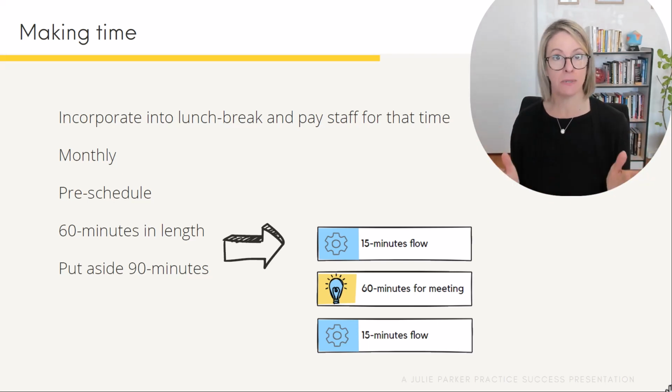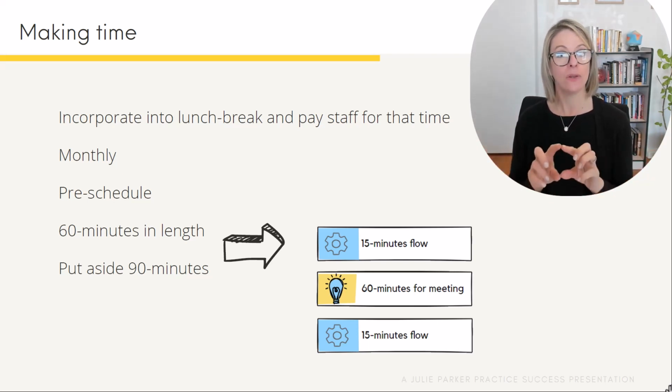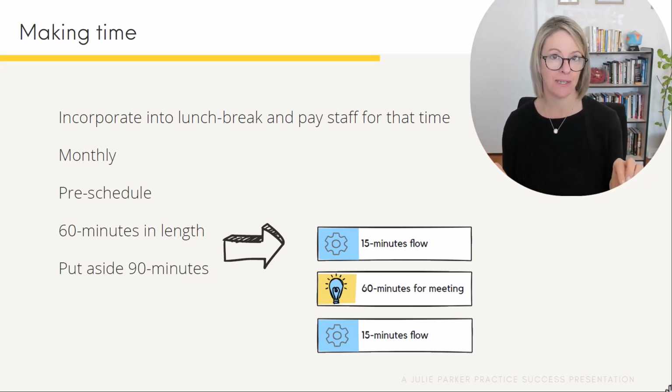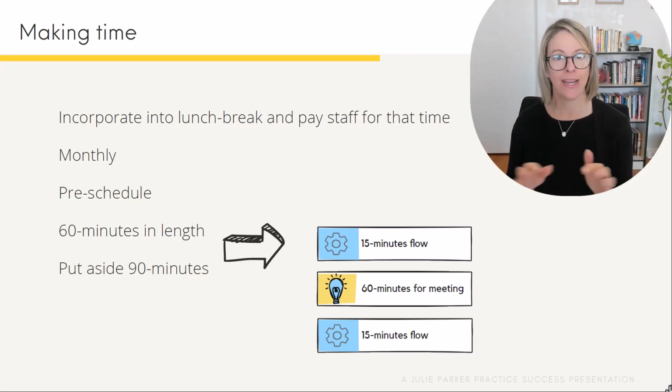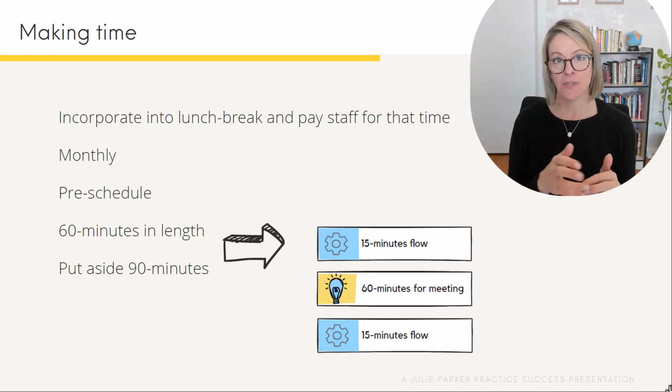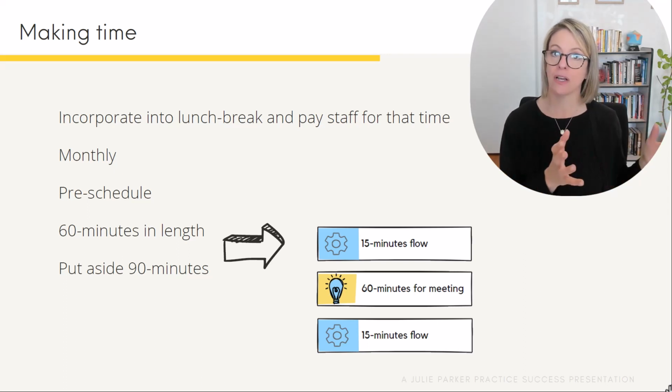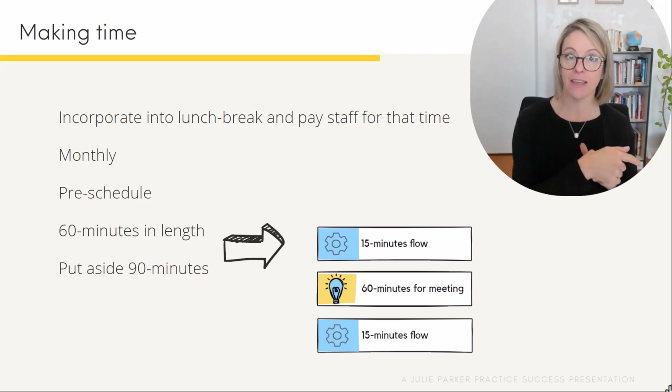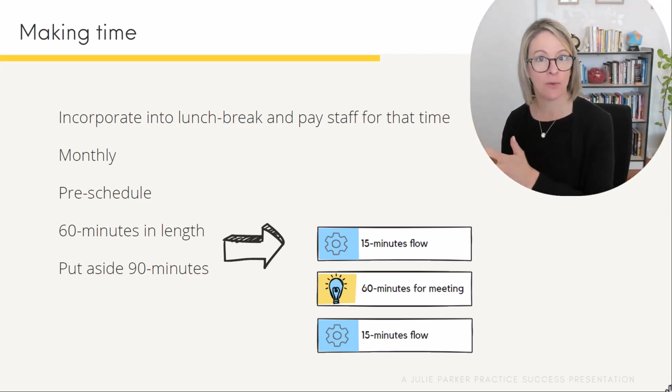Then we have our 60 minutes for the staff meeting itself, but then we need another flow period of 15 minutes as well, just in case we need that time. In some situations, your staff room will be large enough to conduct the staff meeting in there, but in some situations, it has to be in the waiting room.